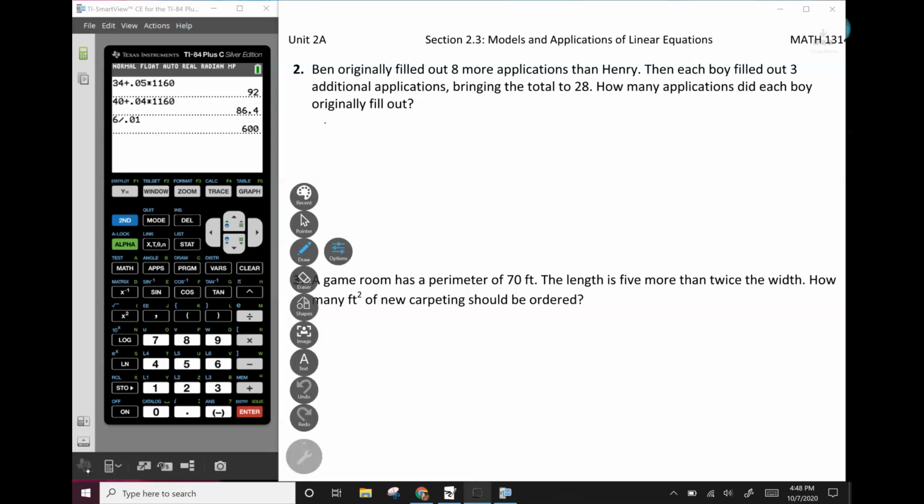So I'm going to let my variables be B for number of applications Ben filled out originally. And I'm going to let H be the same thing for Henry.